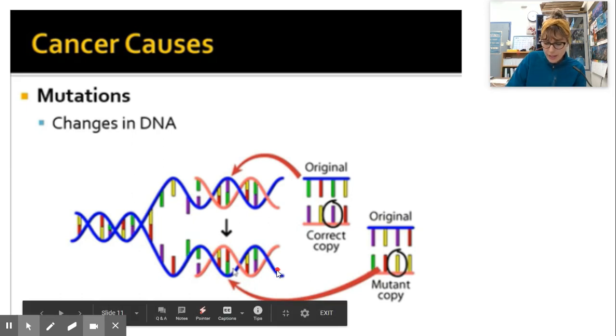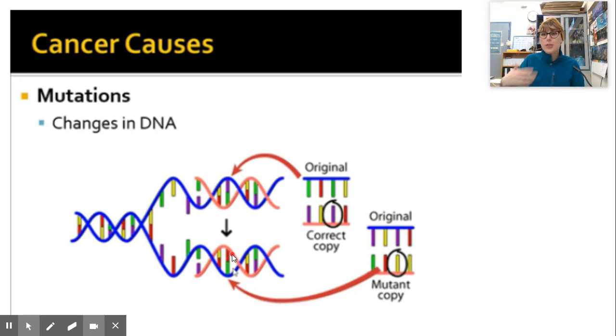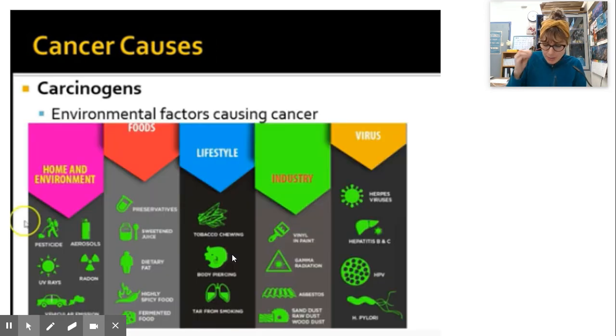So, the kinds of mutations that can cause cancer could be a mutation like this that actually tells the cell to ignore the cell cycle checkpoints, allowing it to become cancerous. So, besides mutations causing cancer, we also have external factors in our environment that can also cause mutations or damage or changes in our DNA that can lead to cancer.